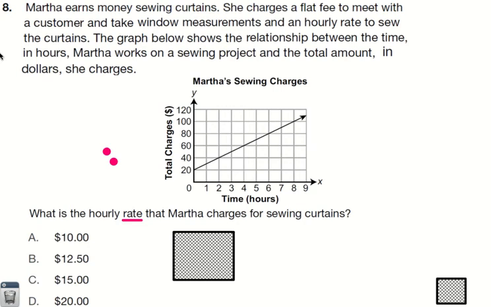Number 8, Martha. Why did they say that name? Martha earns money sewing curtains. Good for Martha. She charges a flat fee to meet with a customer and take window measurements and an hourly rate to sew the curtains. The graph below shows the relationship between the time in hours Martha works on a sewing project and the total amount in dollars she charges.